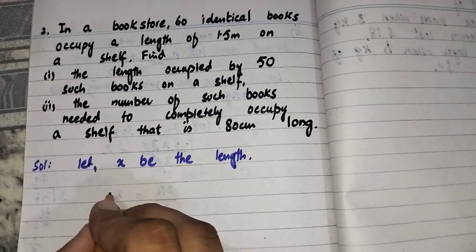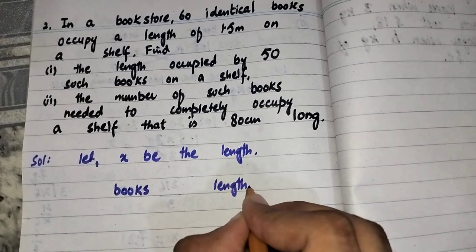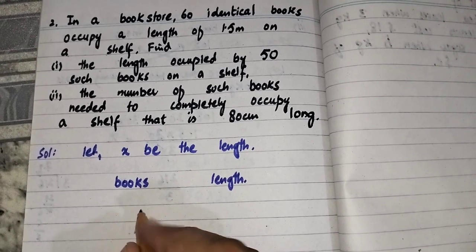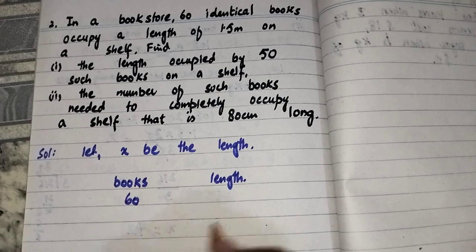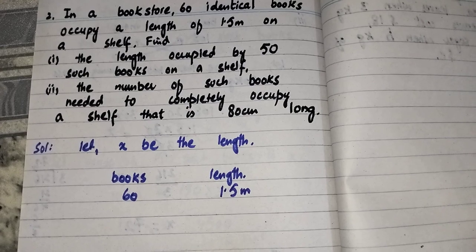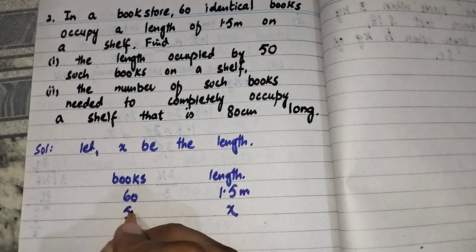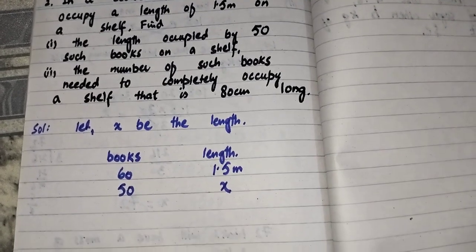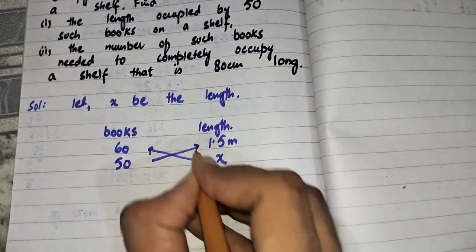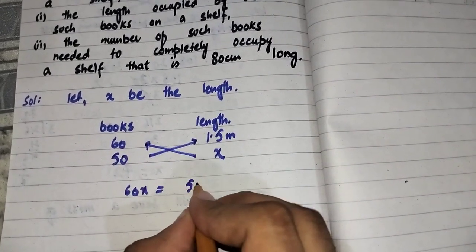So the two quantities are books and length in the shelf occupied by the books. According to the given information, the 60 identical books are occupying a space of 1.5 meter on the shelf, and we have to find how much length will be occupied by 50 such identical books. So these are the two quantities. By cross multiplying, 60 multiplied by x, it will be 60x, and 50 multiplied by 1.5.